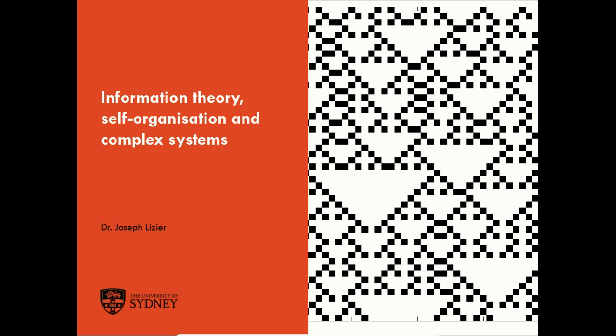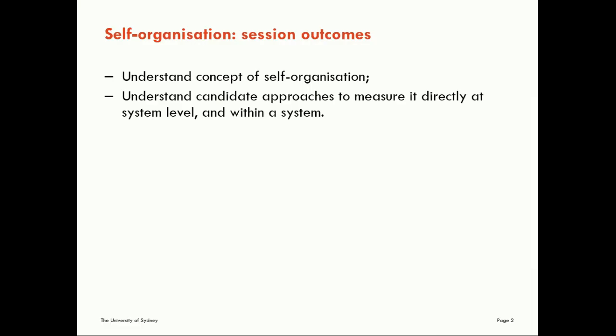Our session is called Information Theory, Self-Organization and Complex Systems, and we're going to start to make that connection. In particular, we're going to start focusing on looking at self-organization and using information theory to quantify various aspects of that. So our outcomes for the session are for you to understand the concept of self-organization, and in particular to also understand various candidate approaches to both measure it directly at a system level, as well as various ways we can quantify different aspects of self-organization within a system.